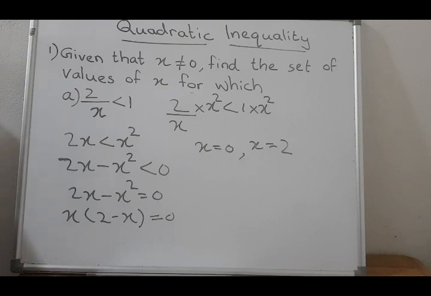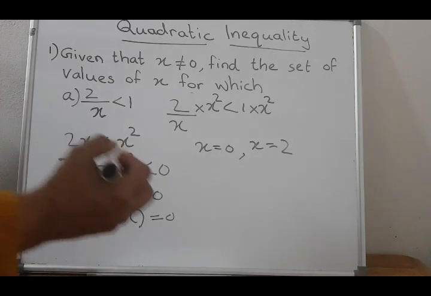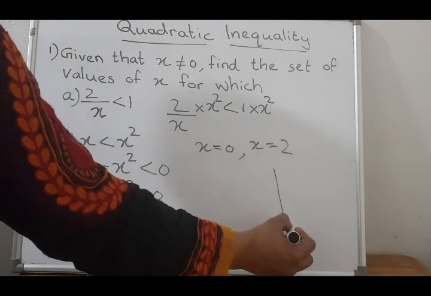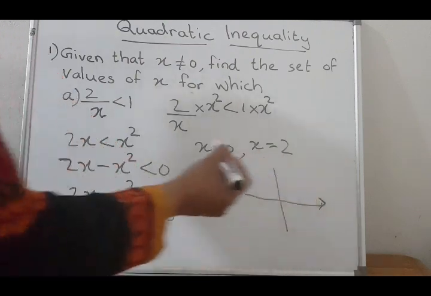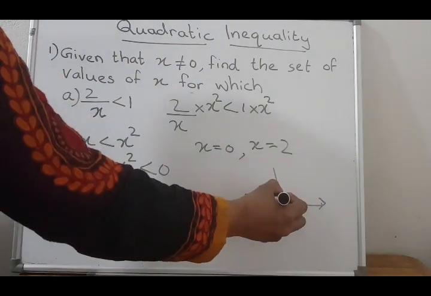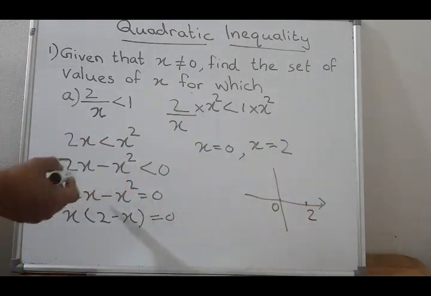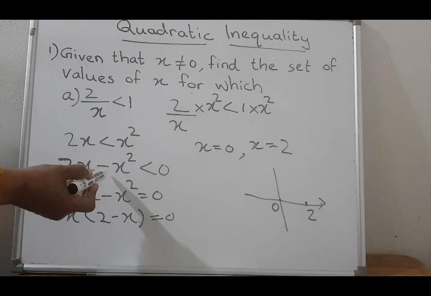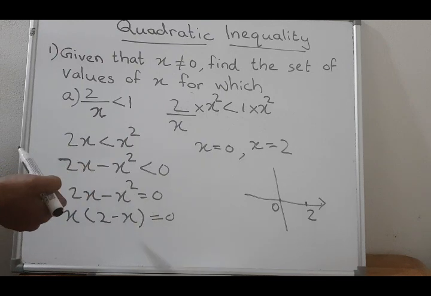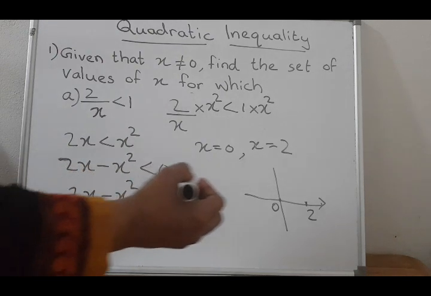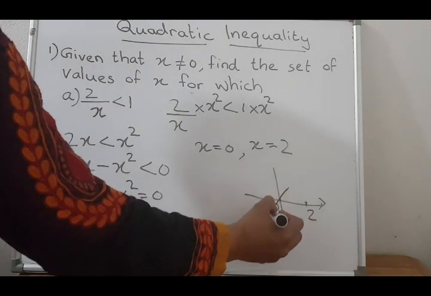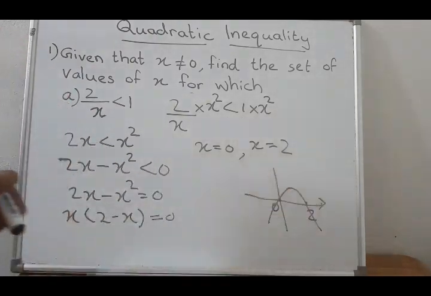Now you see, this is not an equation, but this is an inequality. To get the set of values, we can sketch the corresponding quadratic. See, x equal to 0, x equal to 2. You can see the coefficient of x square here is negative. If the coefficient of x square is negative, that's the sad parabola. So let's just sketch it. It must be like this.